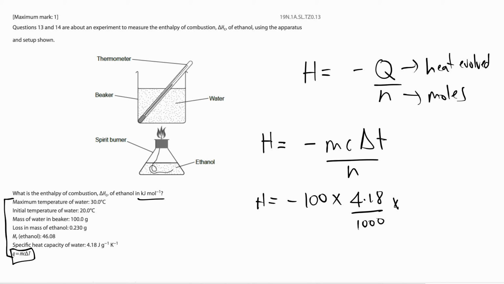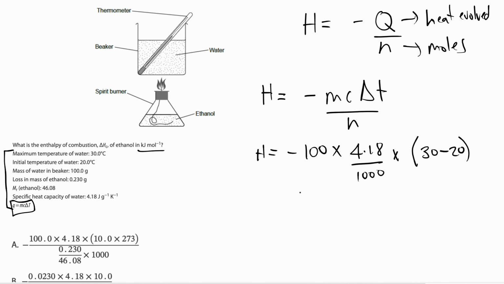Okay, and this times the change in temperature, which is final minus initial, of the water, which is 30 minus 20. Remember, it doesn't matter what the unit for temperature is. It can be Kelvin or degrees. A change is always going to be the same. Fine. And then over the moles. In this case, not just any amount of moles, the moles of ethanol lost.